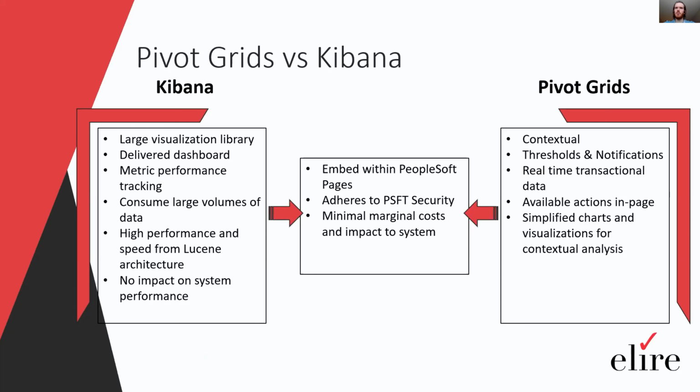Pivot grids, being a little different, are a little bit more contextual. They're a little bit more based on those thresholds, maybe specific notifications, and those available actions within a page. We kind of think about them with the drilling dashboard, maybe the little piece on our homepage that might give us a simplified chart or overview as a whole.